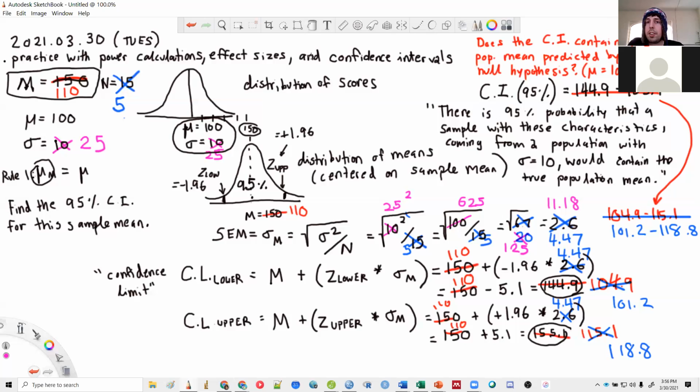And this particular issue propagates further in the problem, so that instead of the previous standard error of the mean of 4.47 for the previous problem, it's now 11.18, and then same here. So we've got 88.1 as our lower confidence limit, and we have 131.95 as our upper confidence limit. And finally, we have a confidence interval that includes the population mean predicted by the null hypothesis.